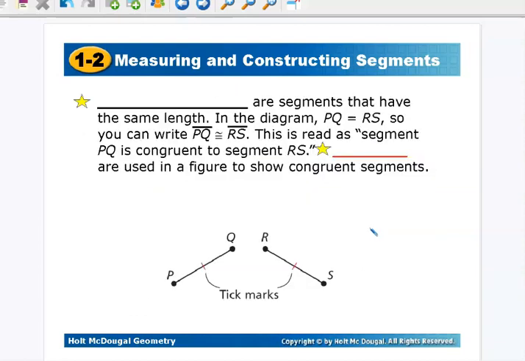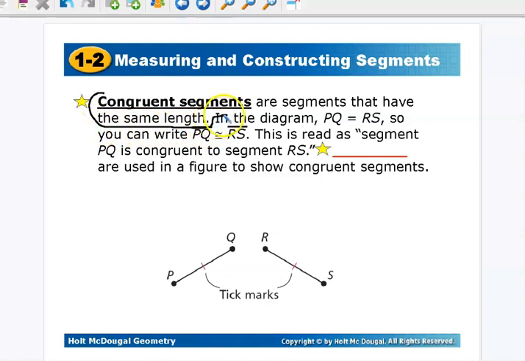Moving on. Okay, another vocabulary word, congruent segments, are segments that have the same length. You might want to highlight this part right here or circle it. Okay, congruent segments. So in our diagram, PQ and RS, they are equal. PQ equals RS.